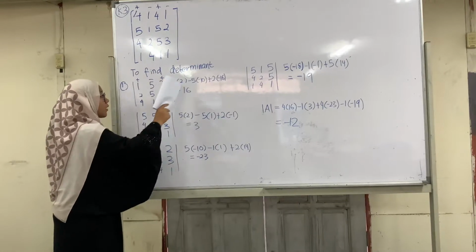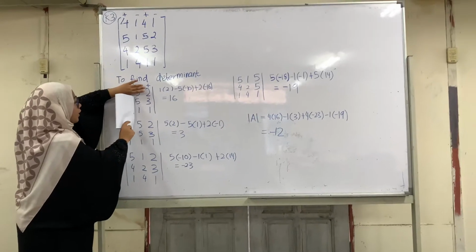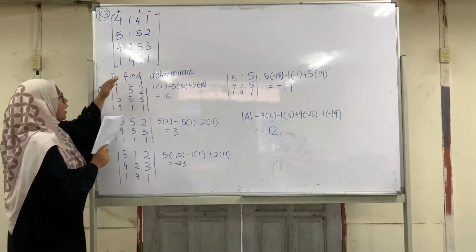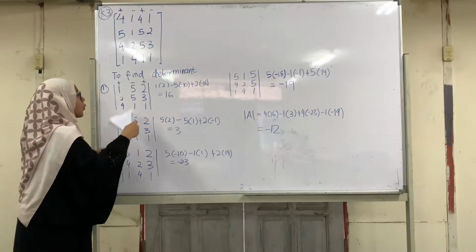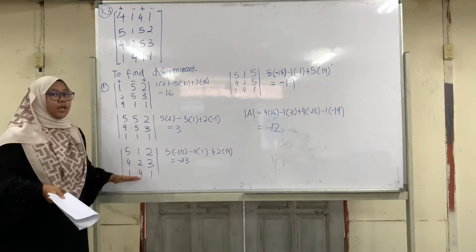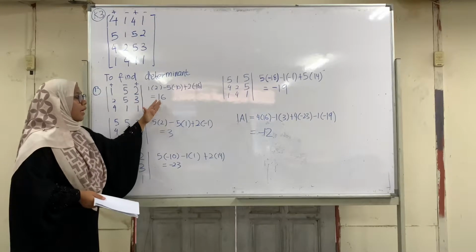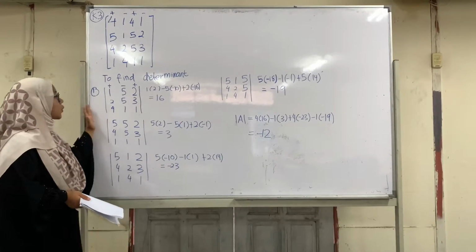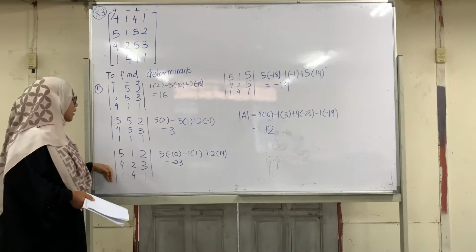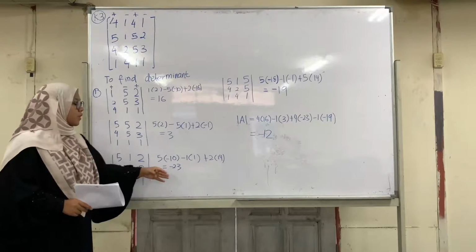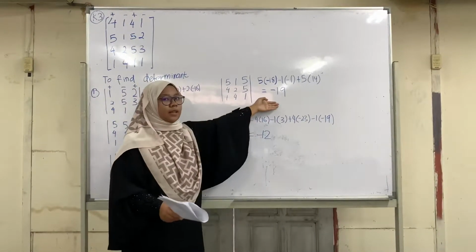So we proceed for each column. For the second column, the remaining numbers are 2, 3, and 4, 1, and so on like that. So we need to repeat the step for each minor to get the cofactors. When we total up everything, we get the cofactors, which is for minor 1, the cofactor is 16, for minor 2, the cofactor is 3, for minor 3, the cofactor is negative 73, and for minor 4, the cofactor is negative 19.